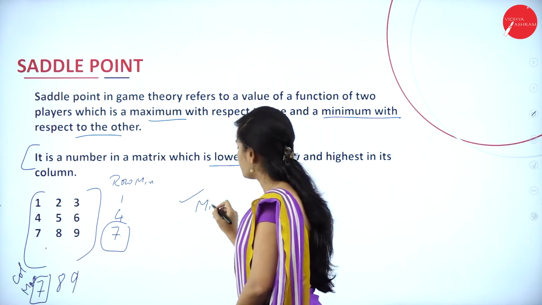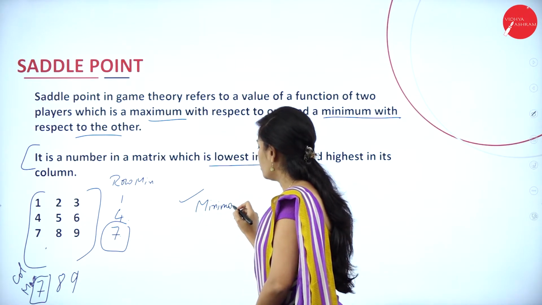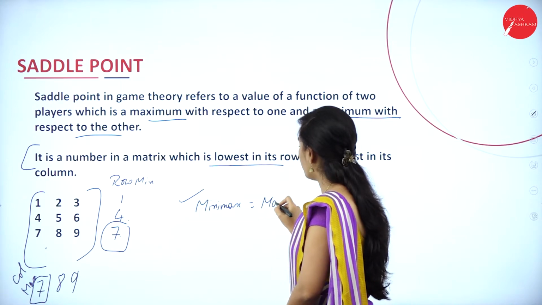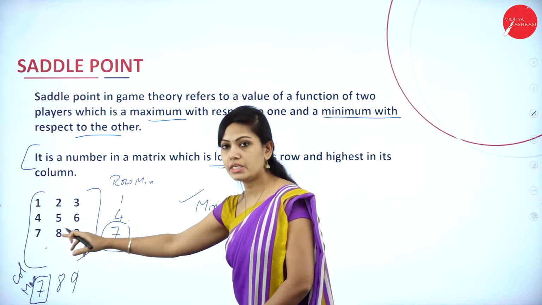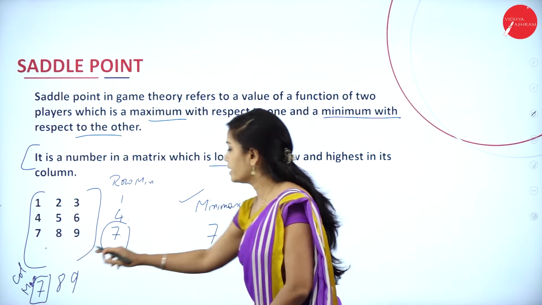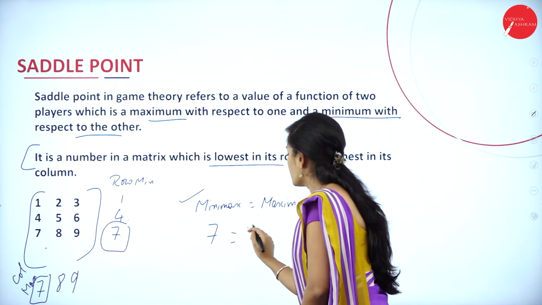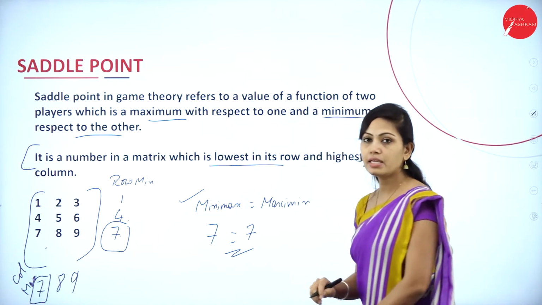Saddle point means the minimax value should be equal to the maximin value. So now the lowest value in its row is 7, and the highest value in the column is equal to 7. So it has a saddle point.